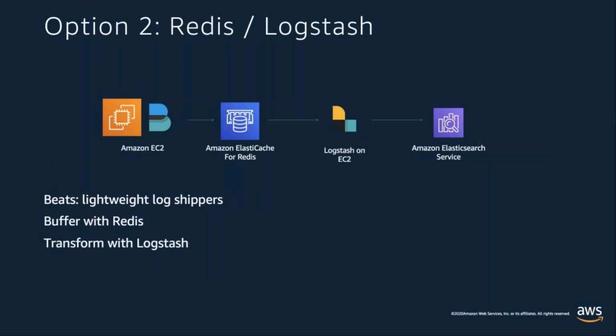Another option that we have is to use technology like Redis that can serve as a buffer. In this case, Redis is not actually acting as a cache so much as it is buffering the data that's coming out of the EC2 instances. On EC2, we're using Elastic Beats. These are open source log shippers that can deliver those log lines directly to Elasticache. Coming out of Elasticache, then we're using Logstash, which can pull the data from Redis and then transform it and deliver it to Elasticsearch service.